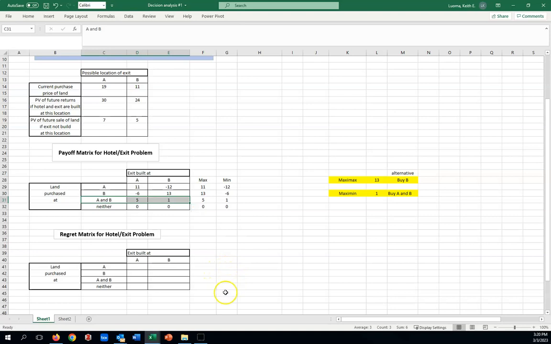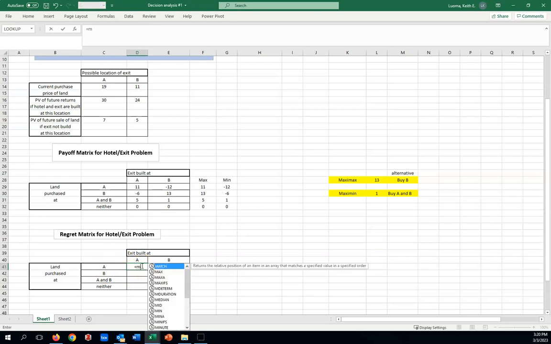So here's how we can work out regret pretty easily using Excel. In order to do the regret matrix, we'll be using the payoff matrix to do our calculations. So click here in the first cell, the regret matrix corresponding with A and A. First off, we'll do a max function, and we will do the max of this column here. One way of looking at it is, if they were to build the exit at A, the best you could have done would be if you'd purchased land there at A, and gotten 11 million. So we take that max and then we subtract away that first cell.